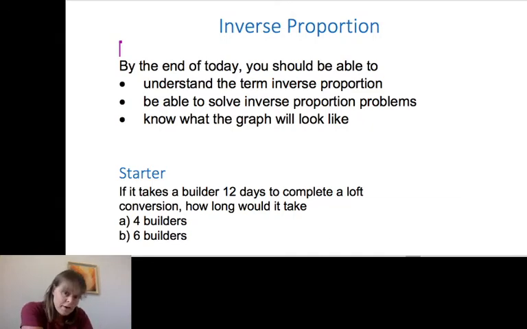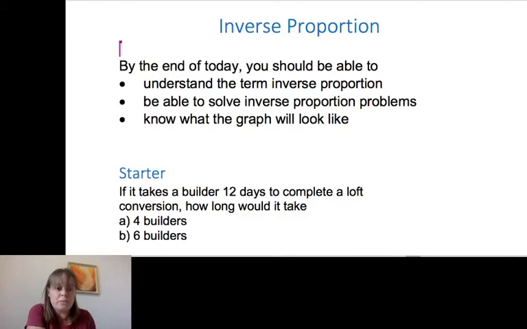And of course, what I'd hope is that for part A, you've got the answer 3, and that for part B, you've got the answer 2. Because if I have got 4 times as many builders, then I'd hope that the loft conversion would take a quarter of the time. Likewise, if I've got 6 times as many builders, then your loft conversion should take a sixth of the time. And this is typical of these types of questions that we call inverse proportion questions.